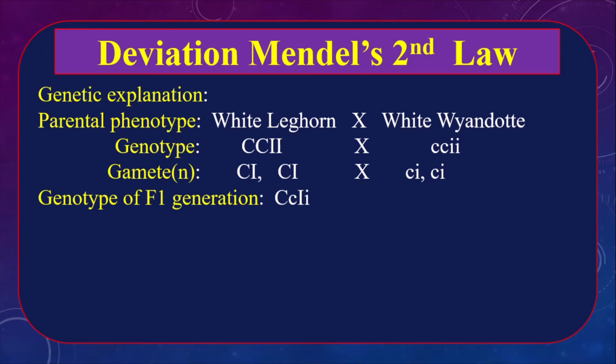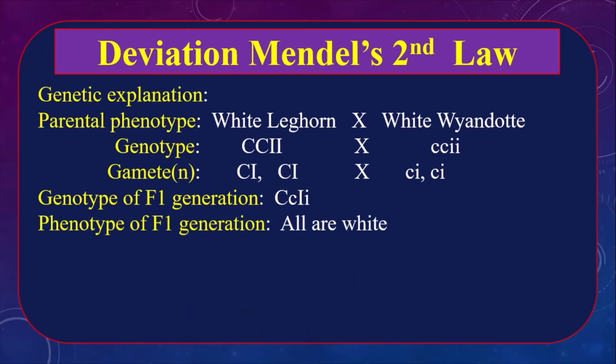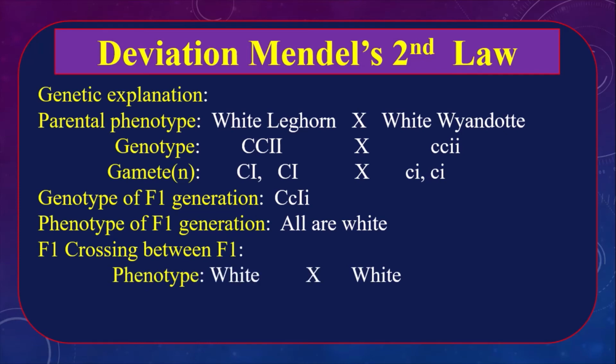Genotype of F1 generation will be capital C small c, capital I small i, all the same. Phenotype of F1 generation: all will be white. F1 crossing between F1: white hen crossed with white colored cock. Genotype capital C small c, capital I small i, and on the other hand the same genotypic condition, capital C small c, capital I small i.